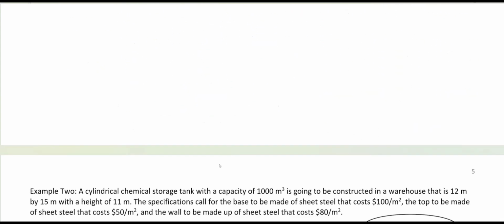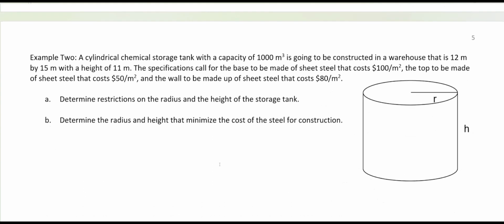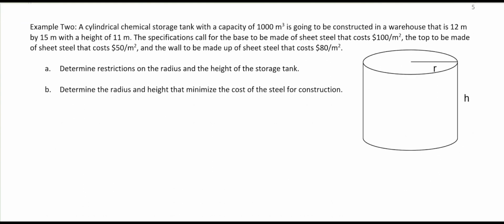The next thing that we're going to look at is a problem in which we have a cylindrical chemical storage tank with a capacity of 1,000 meters cubed, and it's going to be constructed in a warehouse that is 12 meters by 15 meters with a height of 11 meters. The specifications call for the base to be made of sheet steel that costs $100 per meter squared. The top is going to be made of sheet steel that costs $50 per meter squared, and the wall has to be made of sheet steel that costs $80 per meter squared.